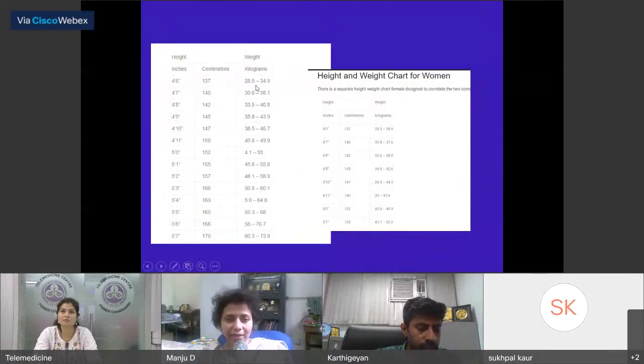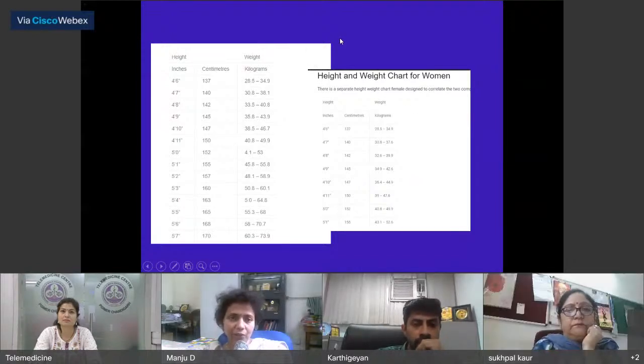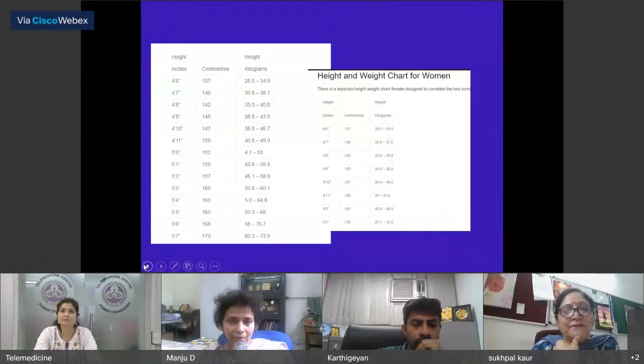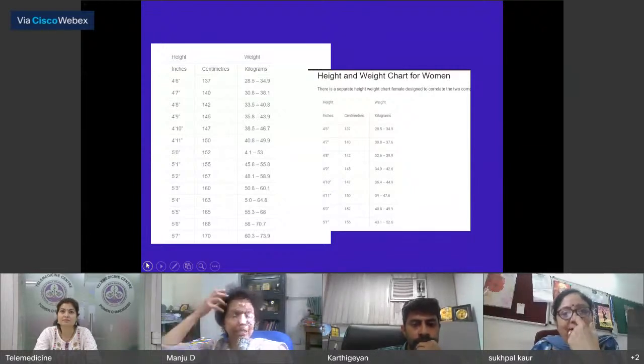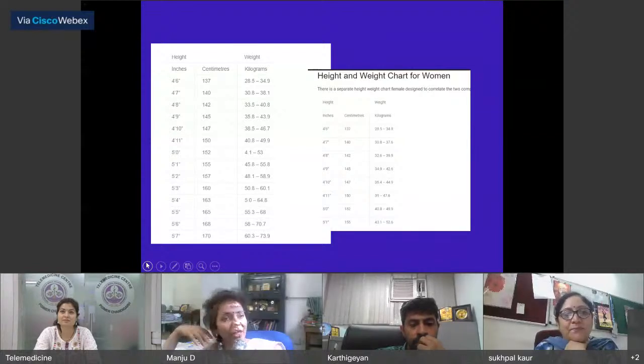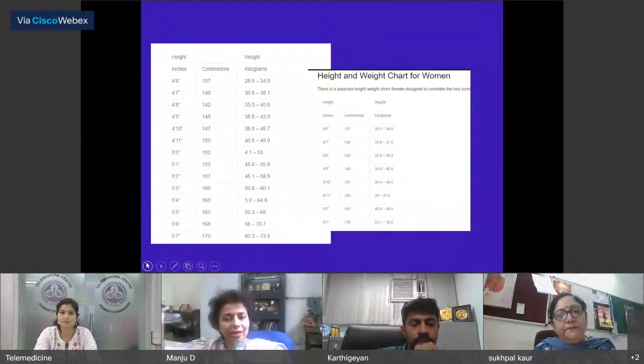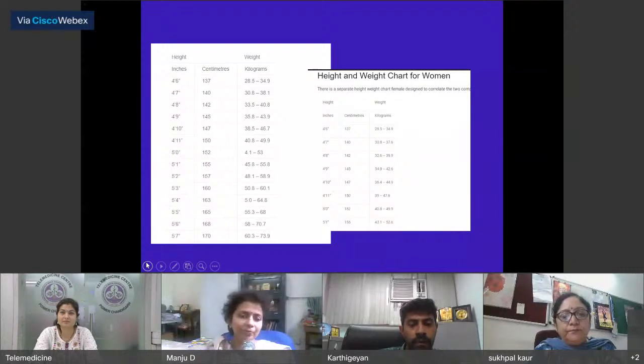And based on the height and weight, we can then calculate the nutritional requirement of the patient. Thank you. Even nowadays, beds are available which give us the weight of the patients. Yes, weighing machines have been available for a long time. Also, there are some devices in which we can lift the patient and check the weight directly. So various innovative technologies are coming up.